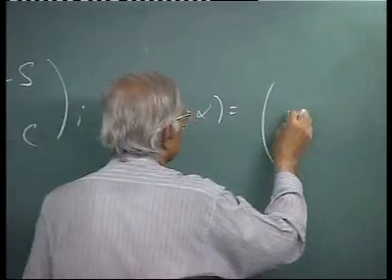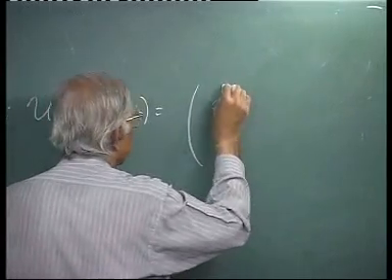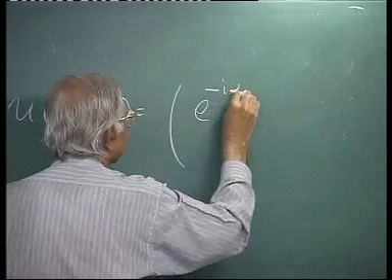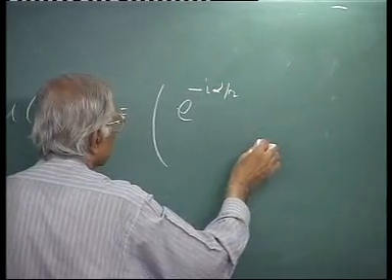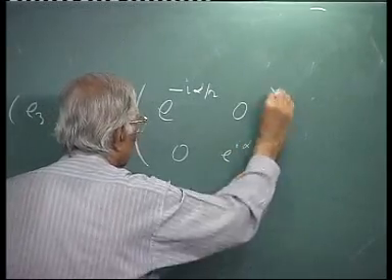Exponent of minus alpha by 2. No, exponent of I alpha, sorry. I alpha by 2. And 0, 0, e to the power minus I alpha by 2. Yeah, exactly.